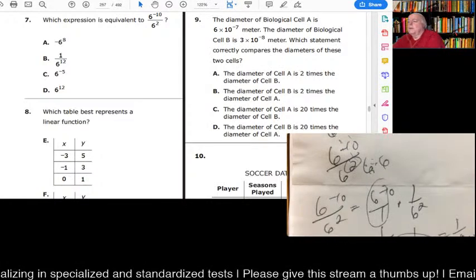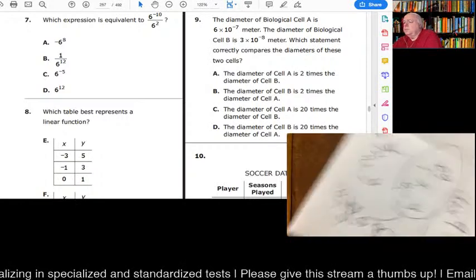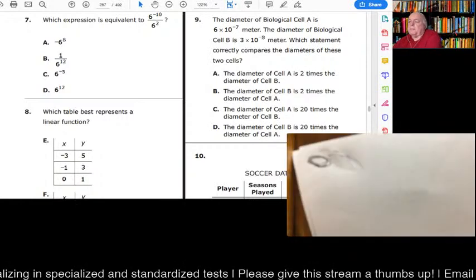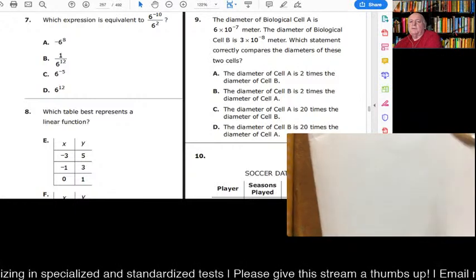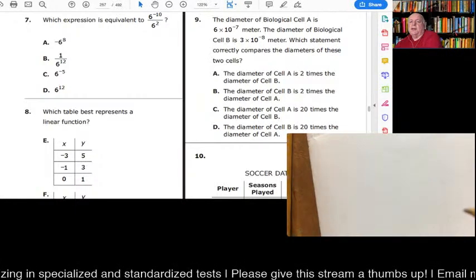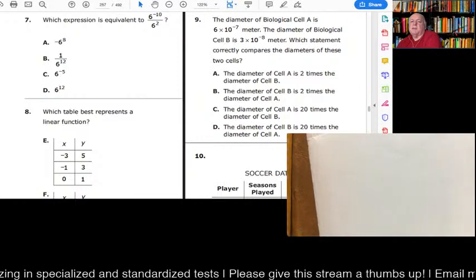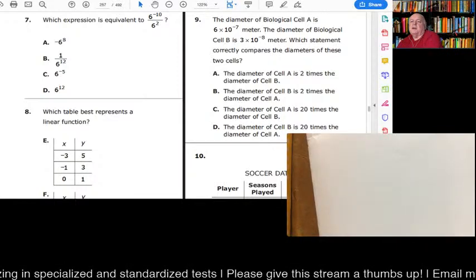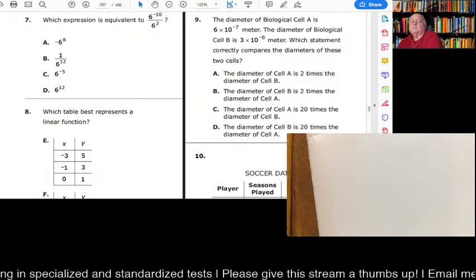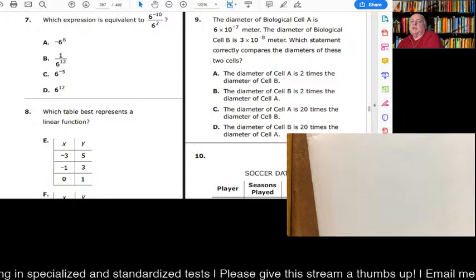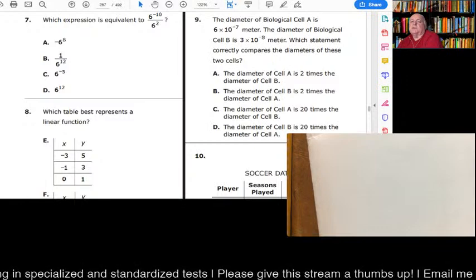Okay. All right. So let's look at what we have here. The diameter of biological cell A is 6 times 10 to the minus 7 meter. The diameter of biological cell B is 3 times 10 to the minus 8 meter. Which statement correctly compares the diameter of these two cells?